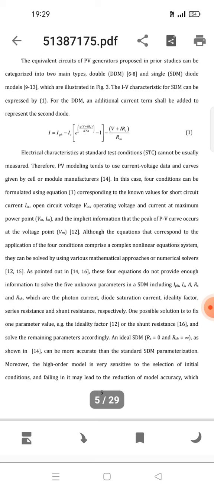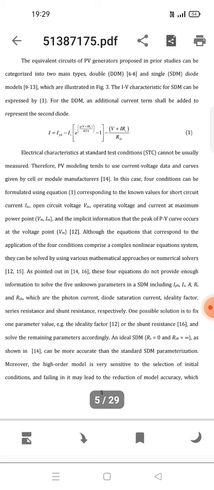The equations for the four conditions comprise a complex nonlinear equation system that can be solved by using various numerical mathematical approaches. However, these four equations do not provide enough information to solve the five unknown parameters in the single diode model: I_ph, I_s, the ideality factor, series resistance and shunt resistance, which are the photon current, diode saturation current, ideality factor, series resistance and shunt resistance.